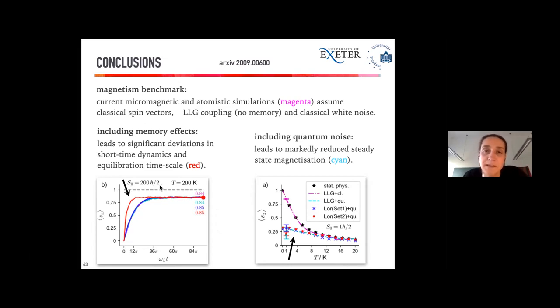So comparing the differences of a three-dimensional quantum vector that obeys all of these things with a classical version will be interesting. The reason why I focused on classical spin vectors is because currently the atomistic simulations only do classical spin vectors, but millions of them. So if we can first tell them where they should be including some memory effects and some quantum effects, that's a step that they can easily take. If they need to go for full quantum simulation, that's a completely different animal. So we will have to see what is a reasonable step forwards in this direction.